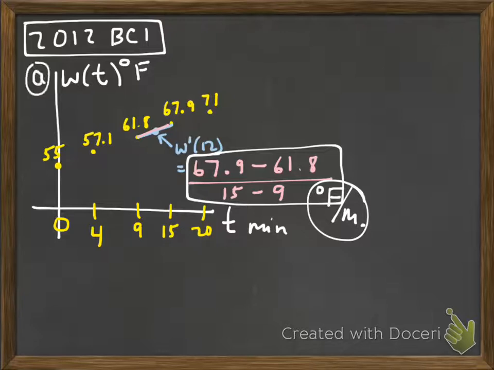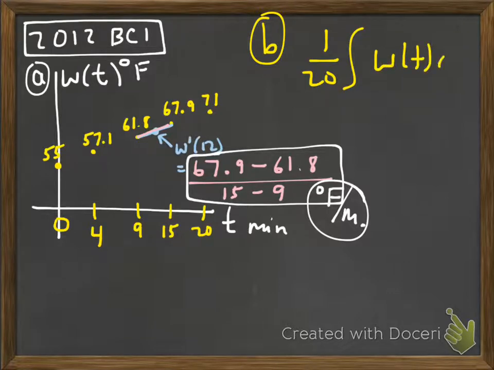That is part A. And then part B, I don't know if I can squeeze it in here, but I'll give it a shot. So part B, for 0 to 20, the average temperature of the water is, so it gives you that. Okay, 0 to 20. Average temperature. Use a left Riemann sum with the 4 subintervals indicated to approximate that value. Okay, so left Riemann sum.